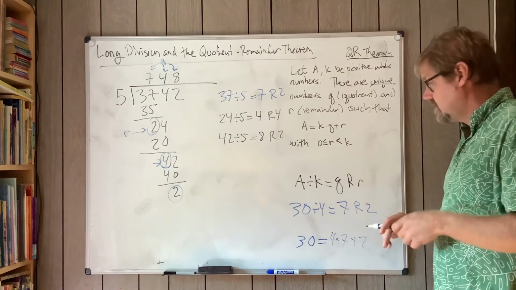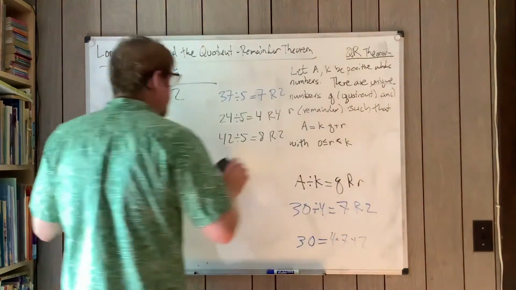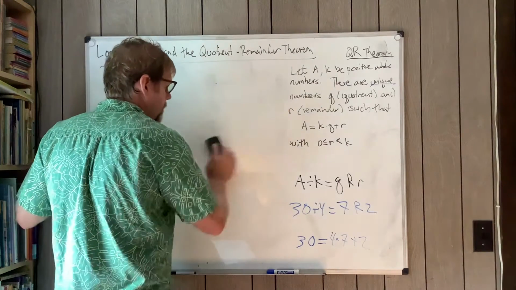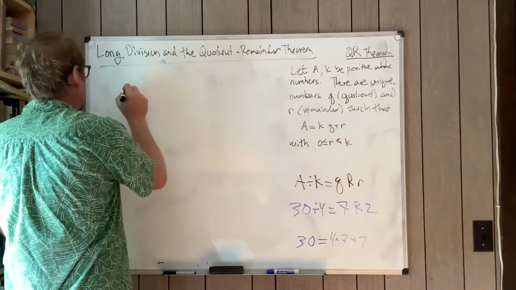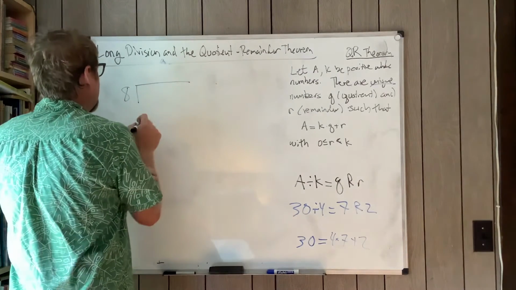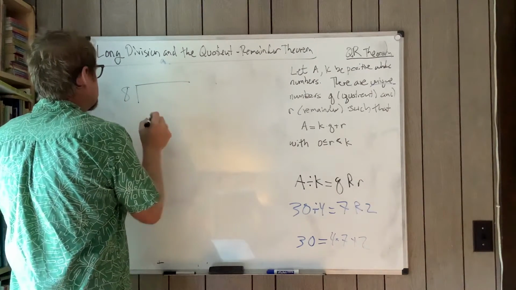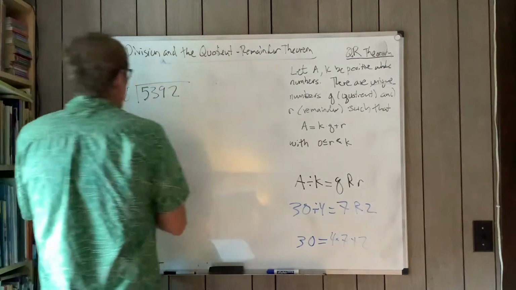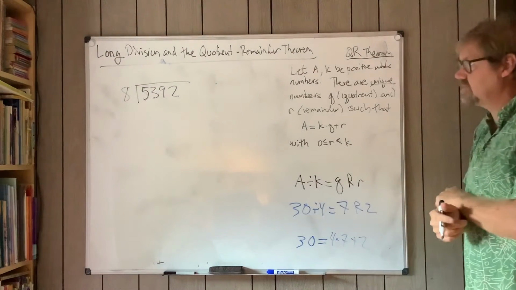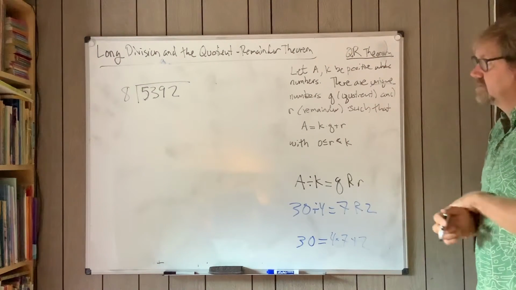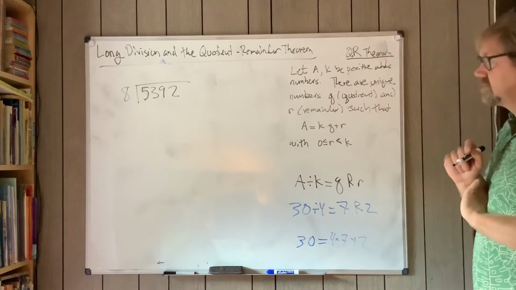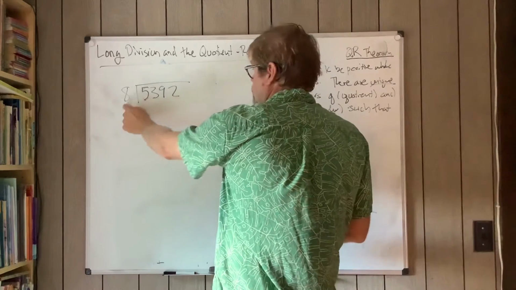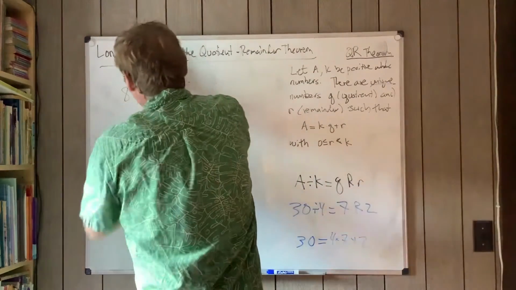All right, let me do one other example. There's one other important thing that I didn't talk about with this. Let's say 8 into 5392. So 8 can't go into 5. 8 will go into 53, and there's 6 times.